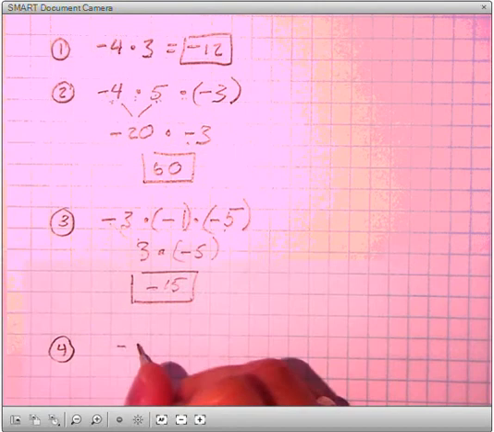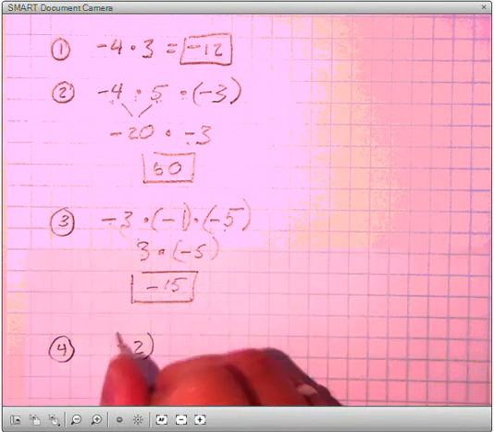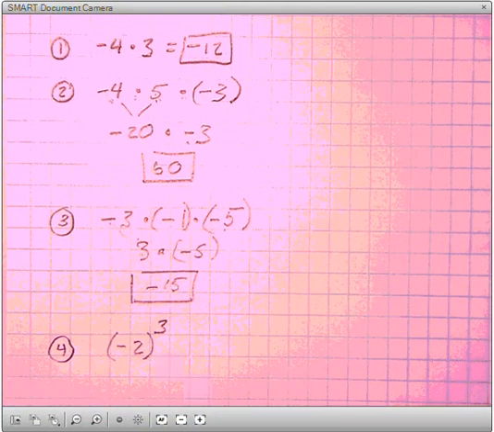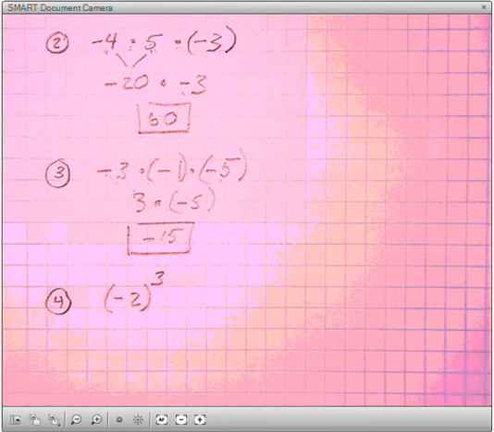Let's have negative 2 to the 3rd power. Is my answer going to be negative or positive? I heard people. Positive. Negative. It's positive because it's multiplying. Oh wait, multiplying two. Positive.